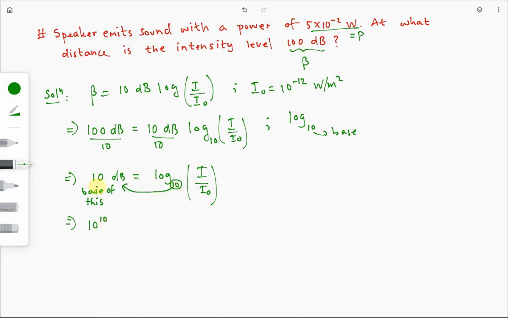If I change the side of the base of the logarithm, it remains the base while the number is elevated to the power. So we have 10 to the 10 equal to I over I naught, which was 10 to the minus 12. Now it's just a case of basic algebra. Multiply both sides by 10 to the minus 12. So we have 10 to the minus 12 times 10 to the 10 on the left hand side. On the right hand side we have just I. Therefore the intensity that I perceive from the speaker is 10 to the minus 2 watt per meter squared.